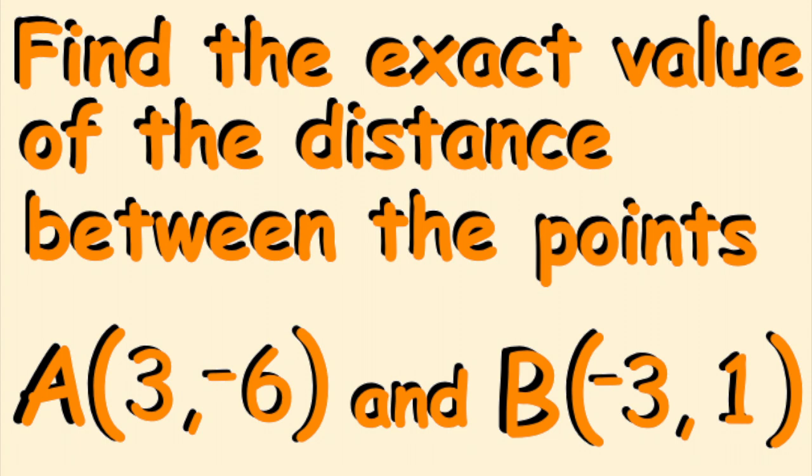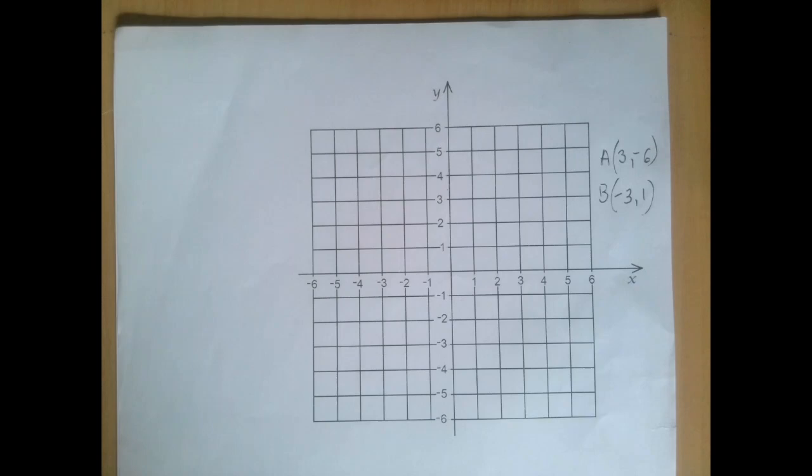So we're given 2 points, and we have to find the exact value of the distance. The exact value means if it's some irrational radical, we are stuck with the radical notation. Decimals are not acceptable. Those are not exact values. Let's plot the 2 points first.